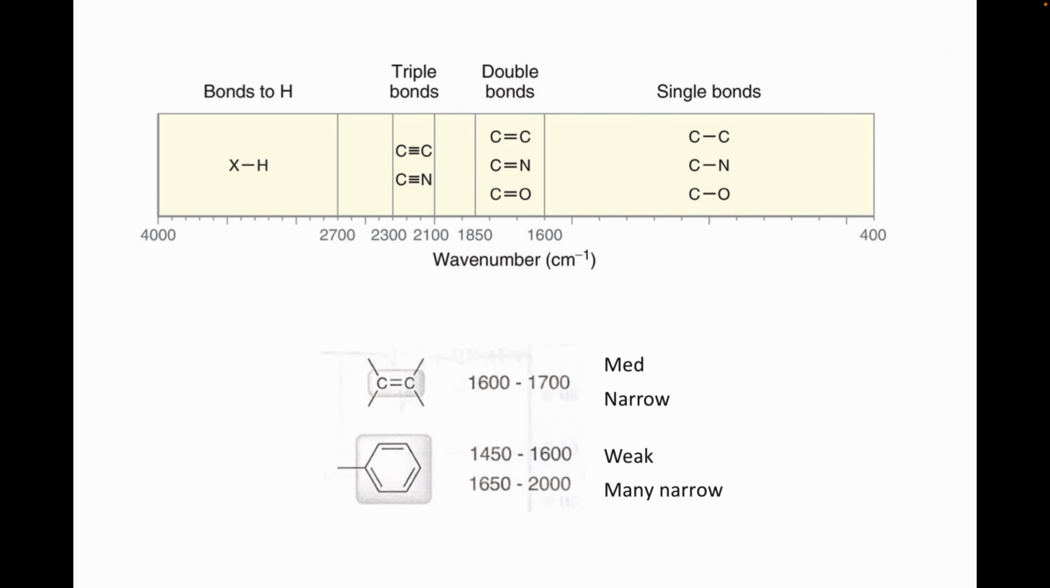As we said, and we used nice round numbers, from 1,500 to 2,000 was our double bond region, and from 2,000 to 2,500 was our triple bond region. Carbon-carbon double bonds tend to be at the lower end of that double bond region, sort of medium in size and nice and sharp, nice and narrow peaks.